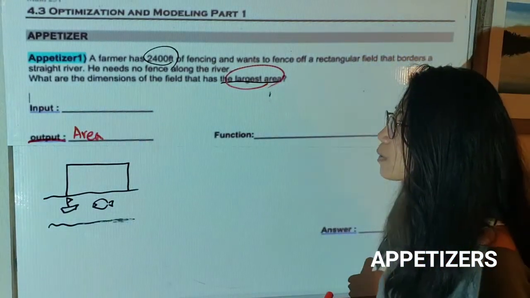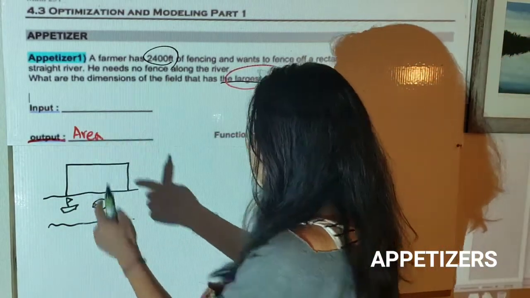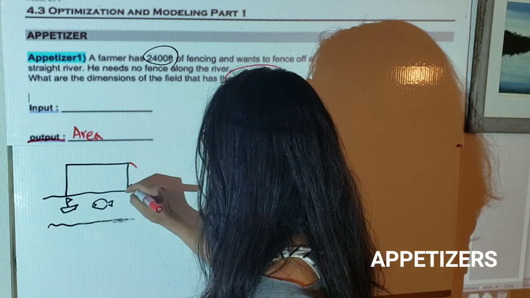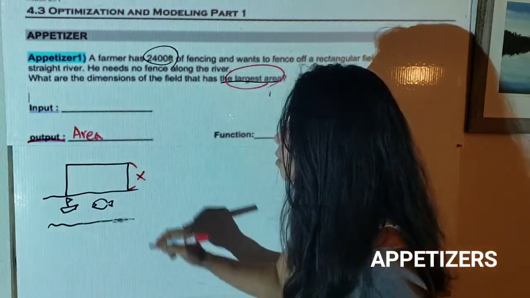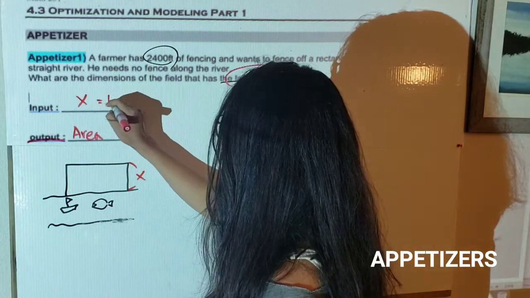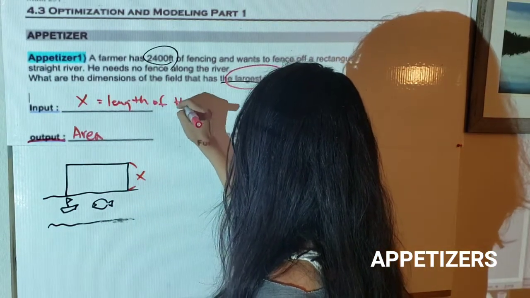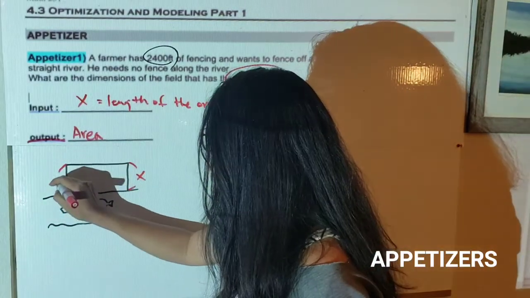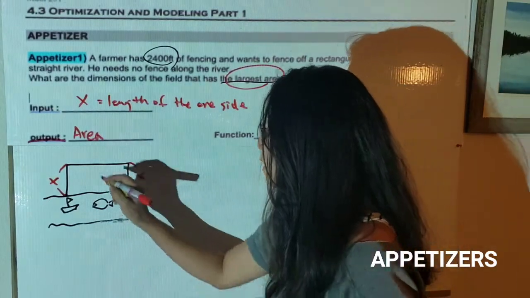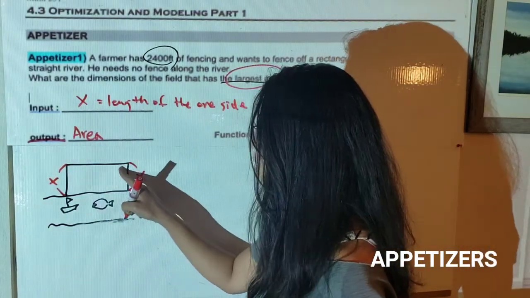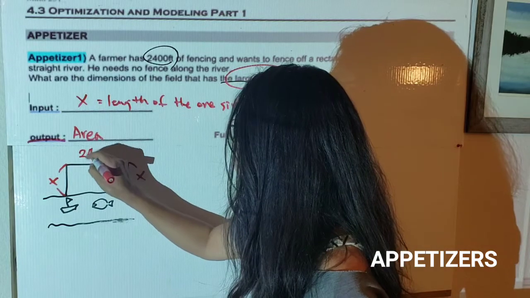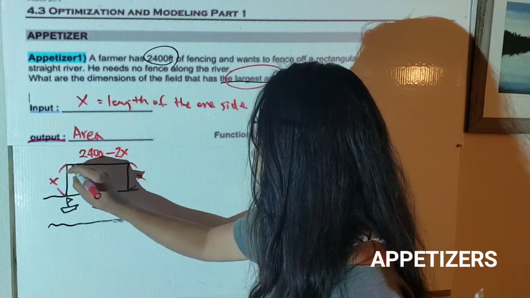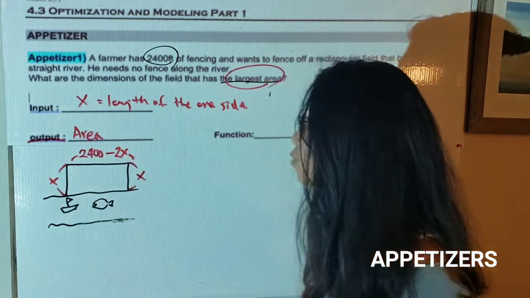Then what will the input be? I'd like to find the area, so the input has to be one of these sides. I will set this as X. So the input will be X, the length of the side. As you see, it's a rectangle, so this is going to be X as well. And think about what the top will be. I have 2,400 as the total length of fence, but I use 2x, so the top will be 2,400 minus 2x.